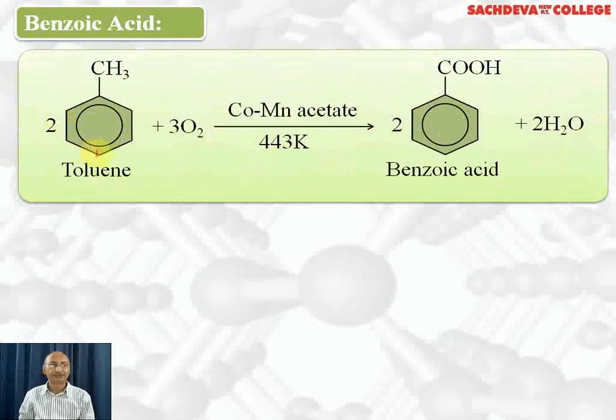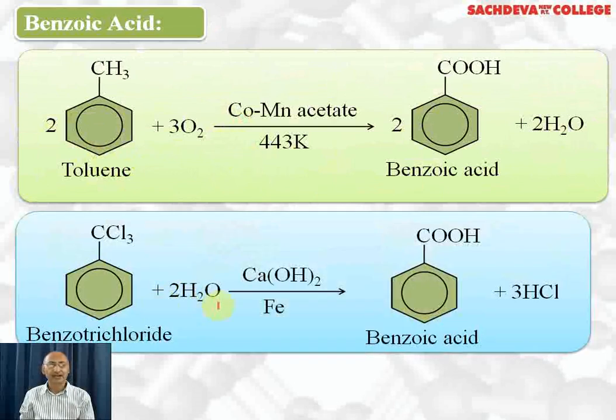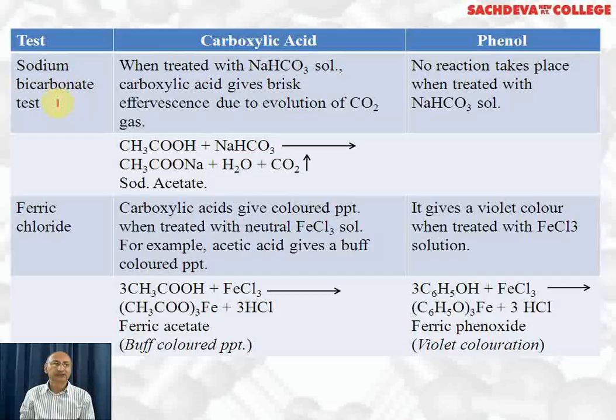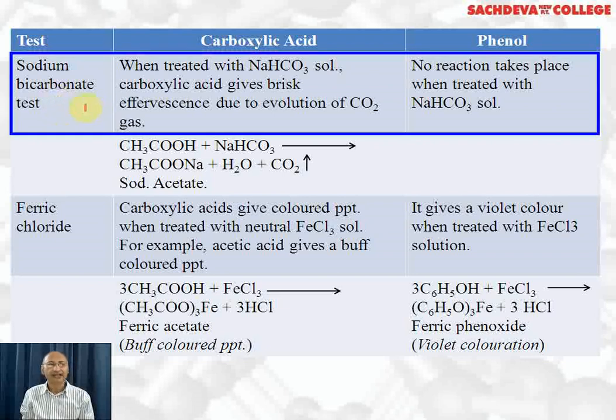Benzoic acid. Toluene, when oxidized in presence of cobalt acetate or manganese acetate at 443 Kelvin, we get benzoic acid plus water. Benzotrichloride on hydrolysis with calcium hydroxide will give you benzoic acid. All the Cl will be replaced by OH, which lose water molecule, resulting in the formation of benzoic acid. This is the test for carboxylic acid.